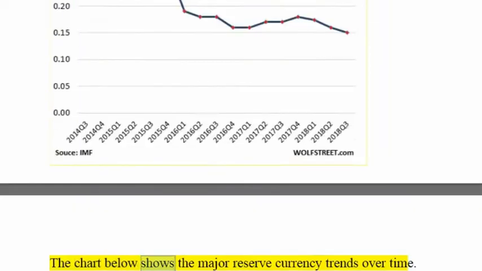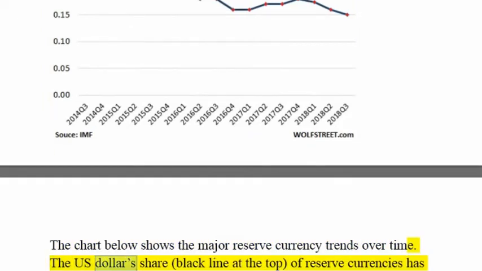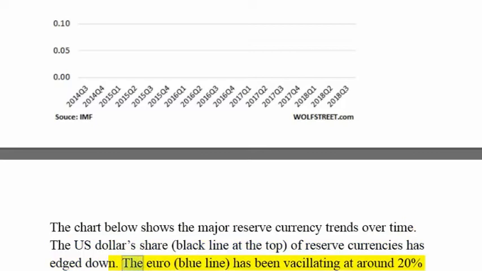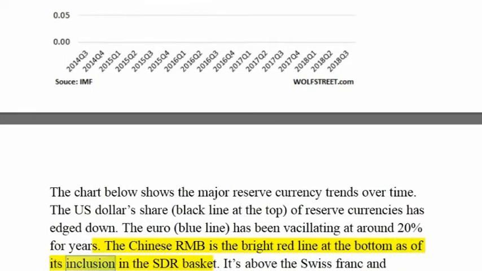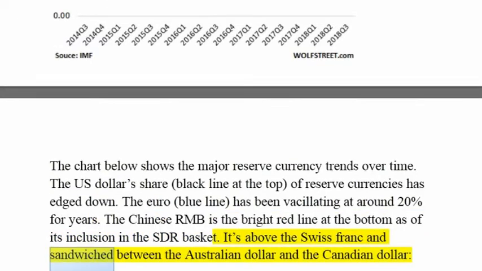The chart below shows the major reserve currency trends over time. The US dollar share, the black line at the top of reserve currencies, has edged down. The euro blue line has been vacillating at around 20% for years. The Chinese RMB is the bright red line at the bottom as of its inclusion in the SDR basket. It's above the Swiss franc and sandwiched between the Australian dollar and the Canadian dollar.